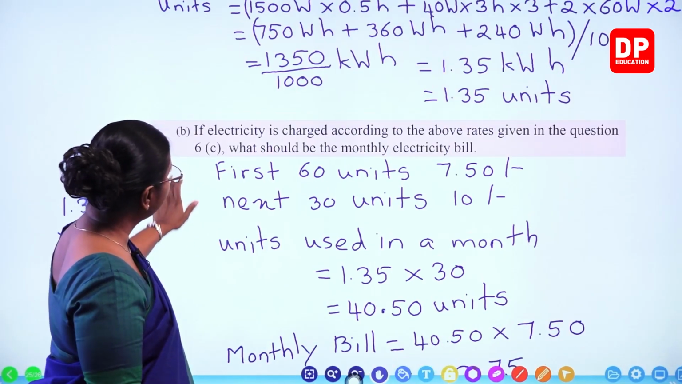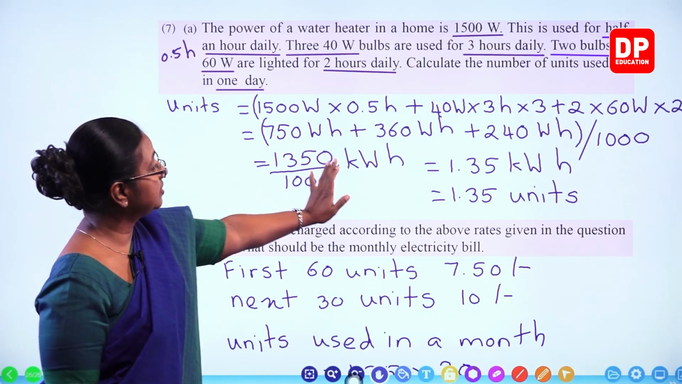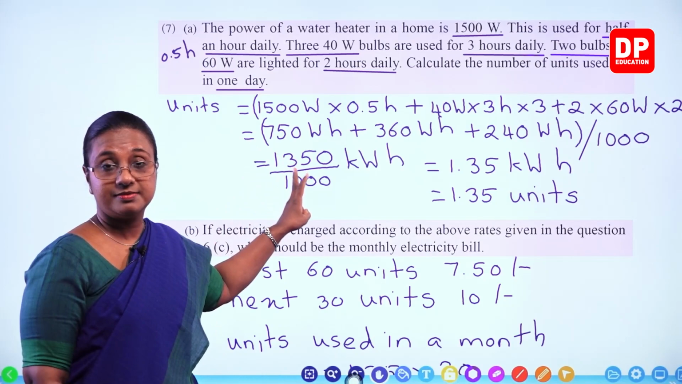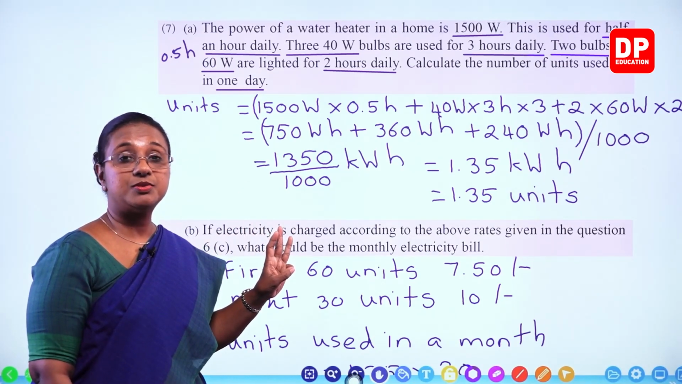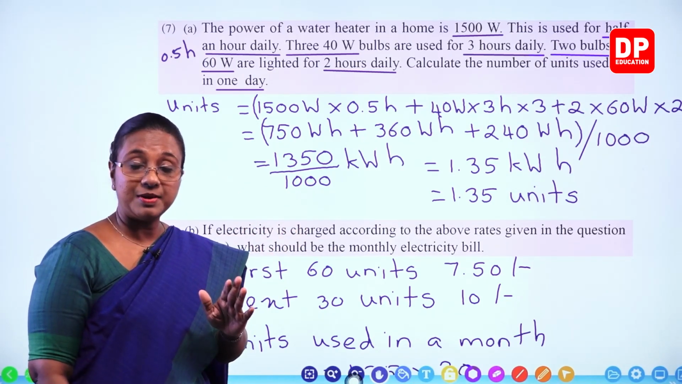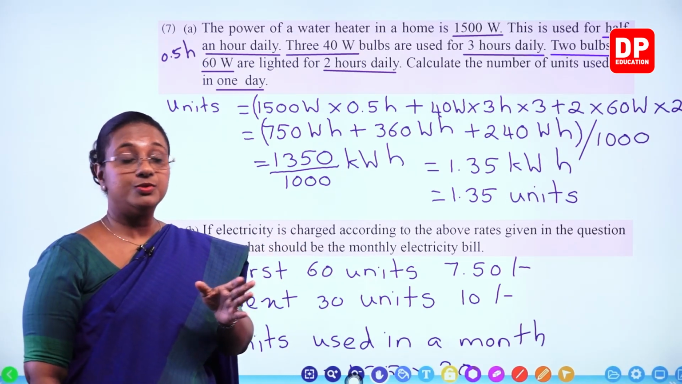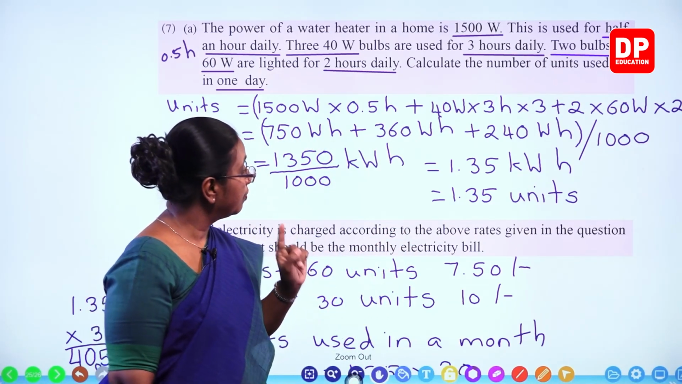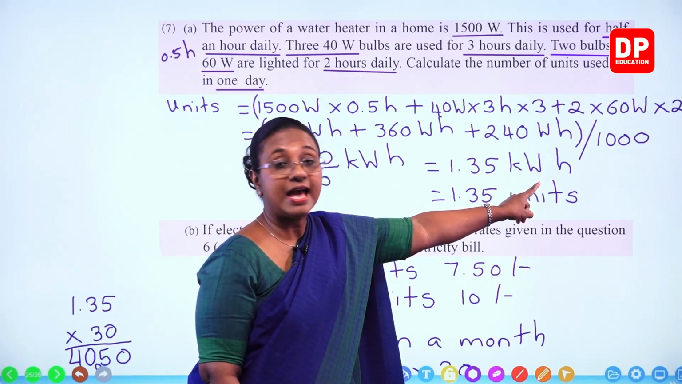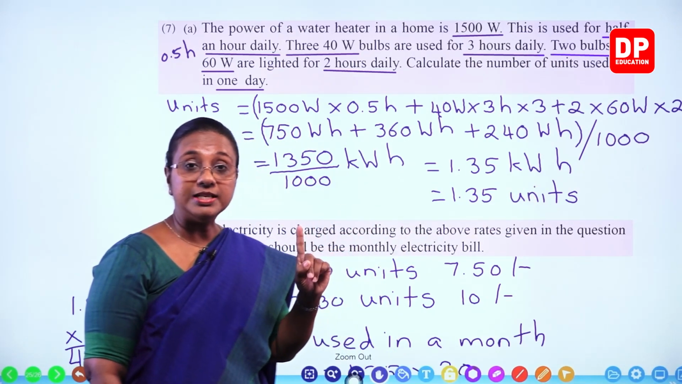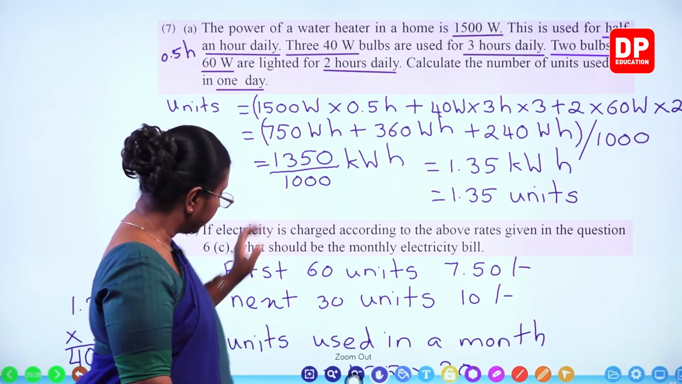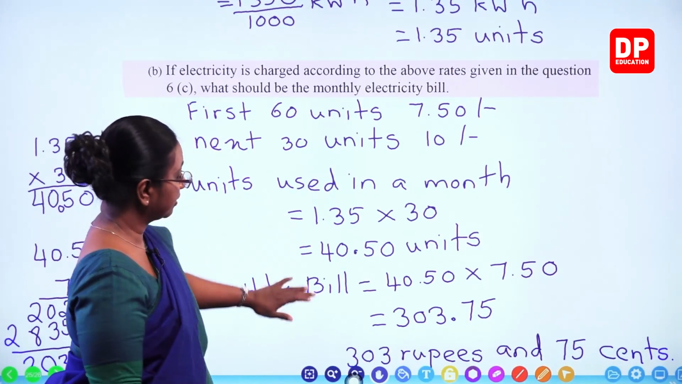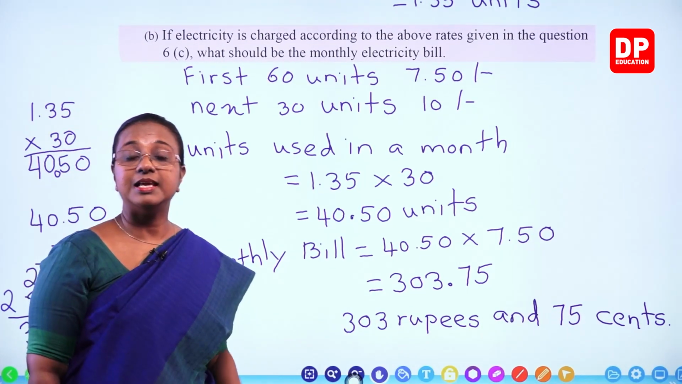So if we quickly look back, you can see this is to calculate the number of units used in 1 day by 3 different devices. So you have to remember, students, you have to consider the devices separately. You have to add all the values. And also you have to make sure that you divide by 1000. Why? You need to have the units as kilowatt hours. 1 unit is 1 kilowatt hour. Then according to the given rates, you need to calculate the value for the monthly electricity bill.